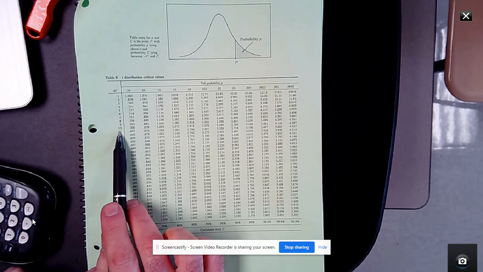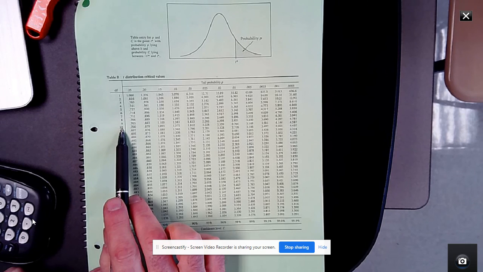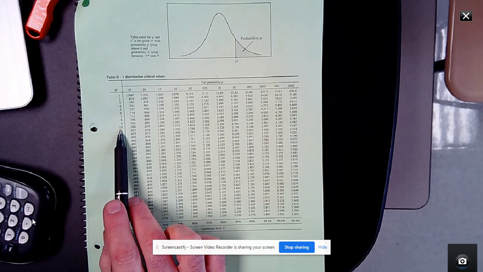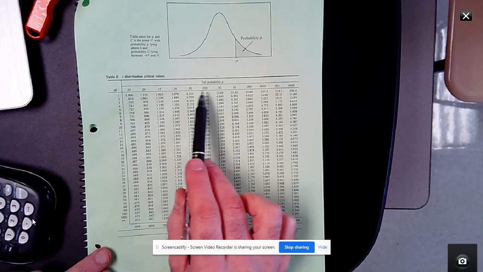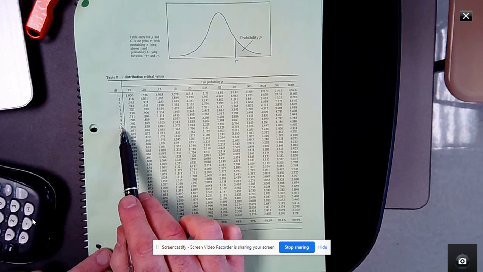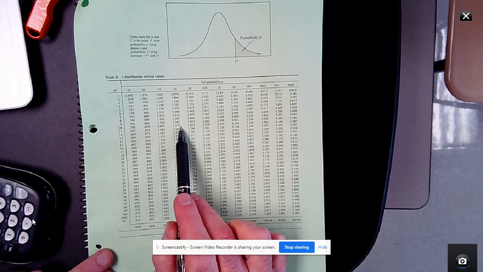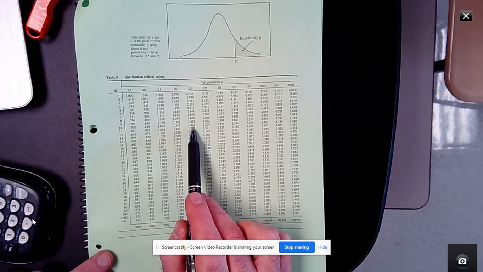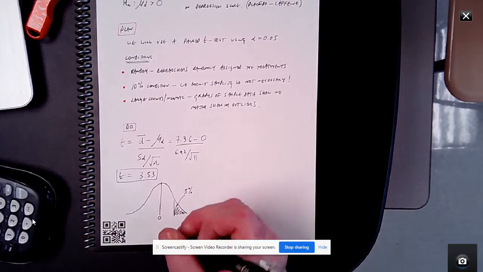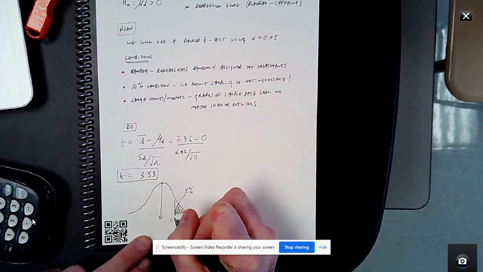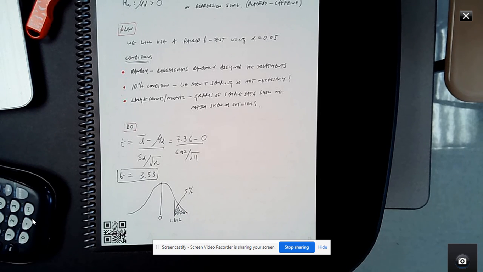So we have a sample size of 11, which means that our degree of freedom is going to be 10. Because we're also looking at a 5% level of significance, we go across here to 5%. So 10 degrees of freedom and 0.05, that gives me a value of 1.812. So that means the cutoff value is 1.812.